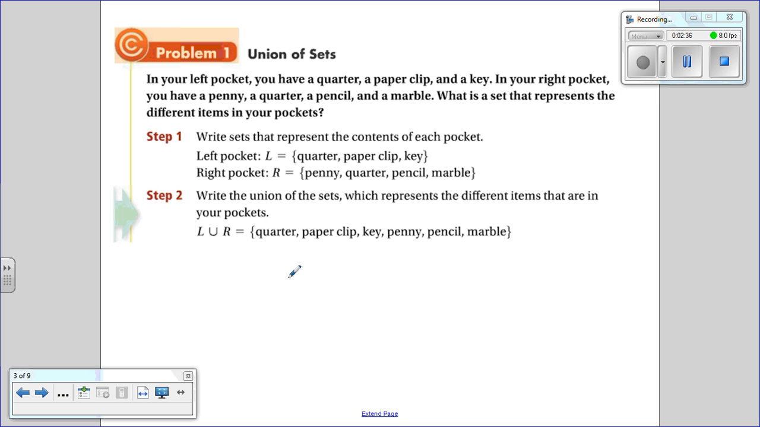So we have to write anything that is in either pocket. We start by writing quarter, paper clip, key, penny. We already have quarter, so we don't put it twice. Then pencil, marble, and that's the union. So that's how we write that.